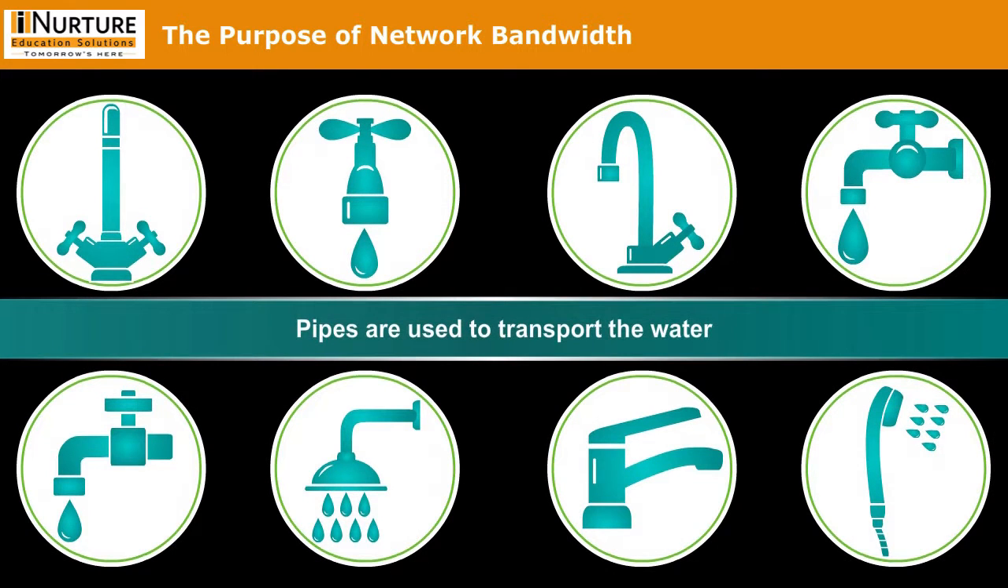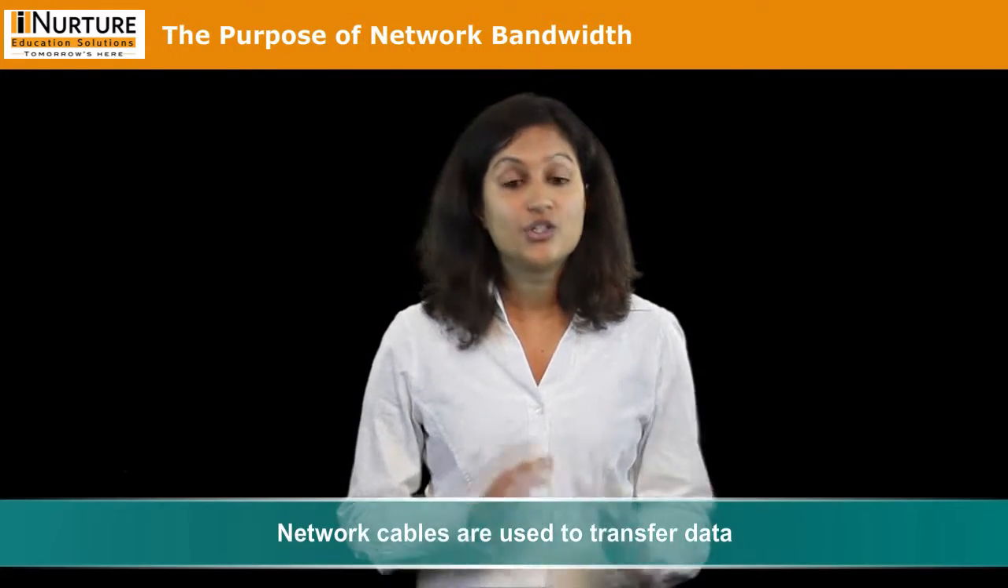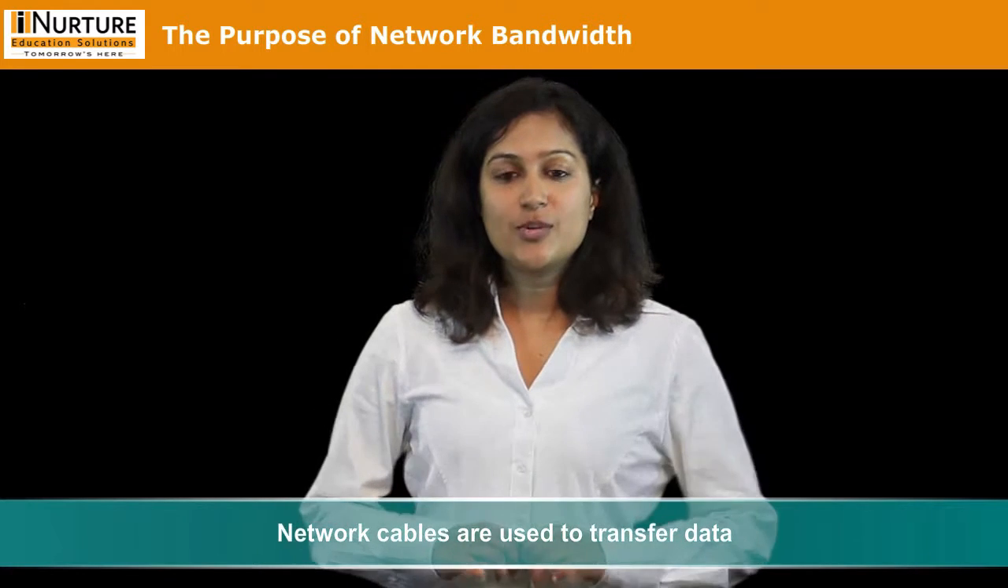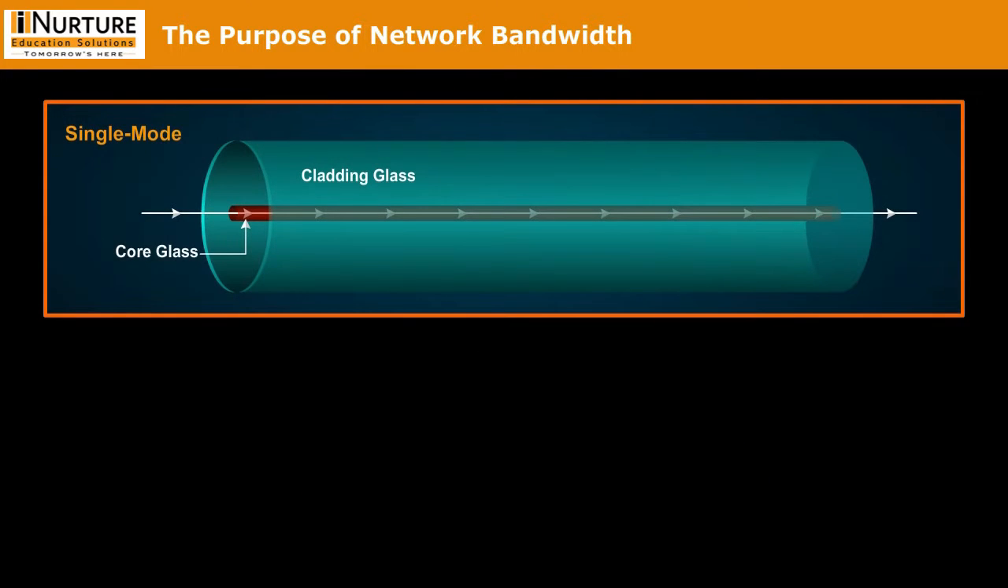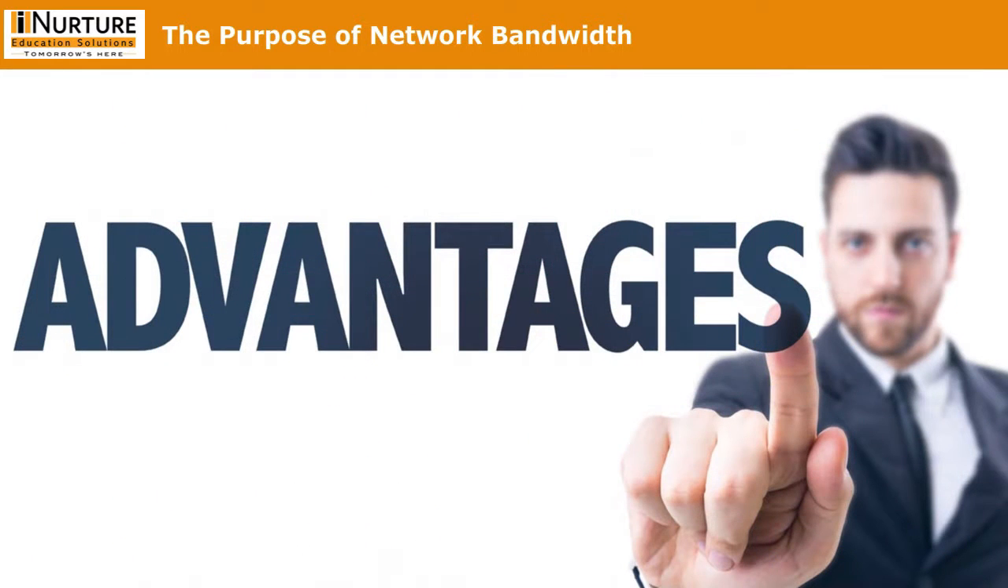Like pipes are used to transport the water from one point to another, network cables are used to transfer data from one point to another. These network cables can be single-mode fiber cables or multi-mode fiber cables. Each type has its own advantages.